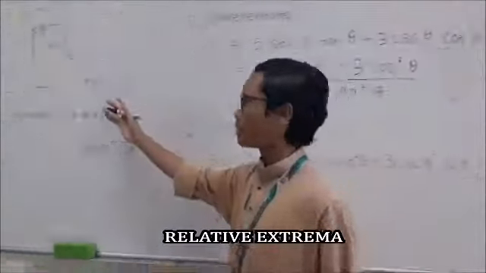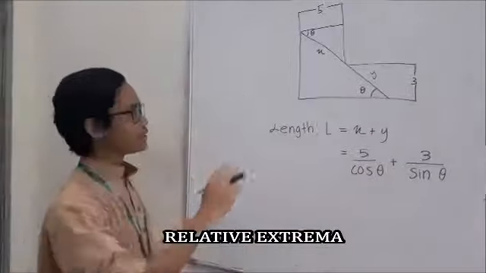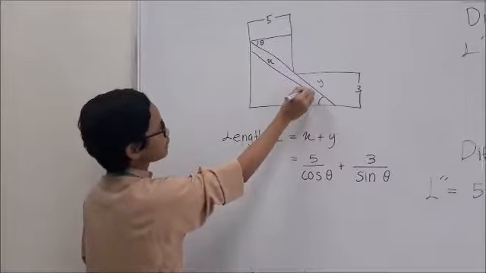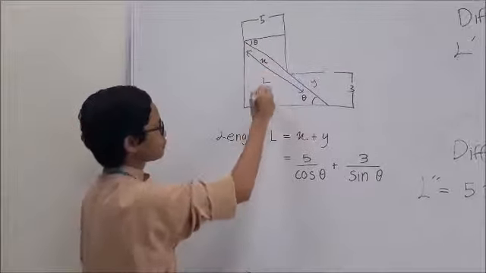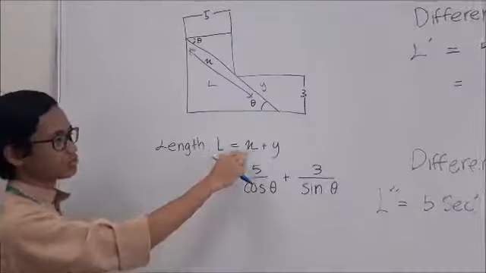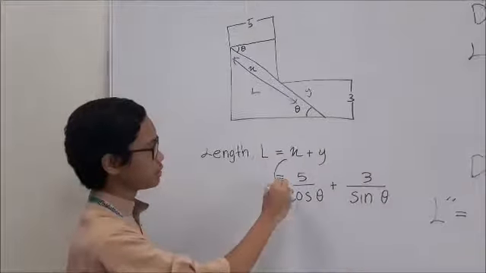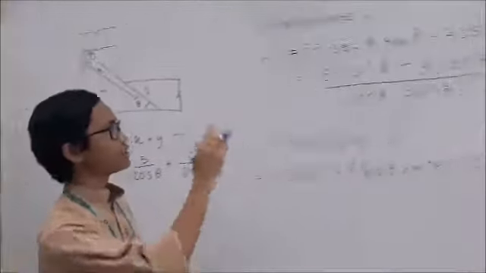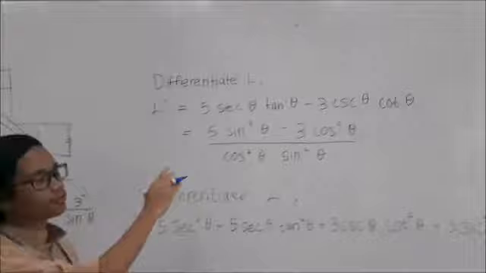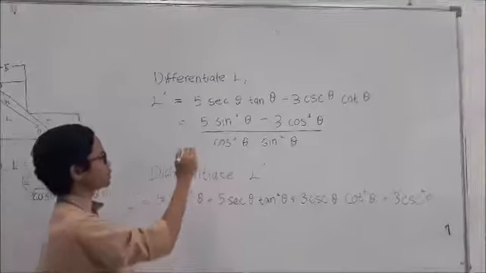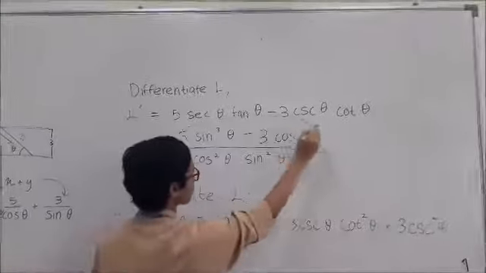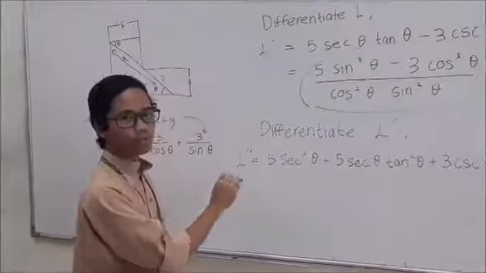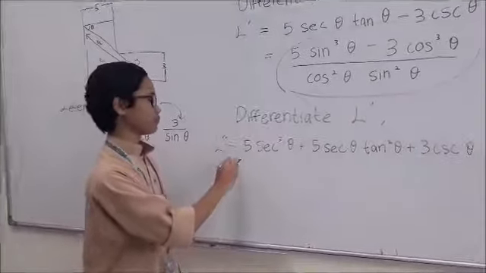So this is a steel pipe, and above it will be a main tank. This X and Y, we add them, we get the length L. And for L, X plus Y, we use basic trigonometry to find X and Y. Then we differentiate L. Why we differentiate L is to find the critical point. We differentiate L and we got this. Differentiate L again and we will find the relative extrema here.